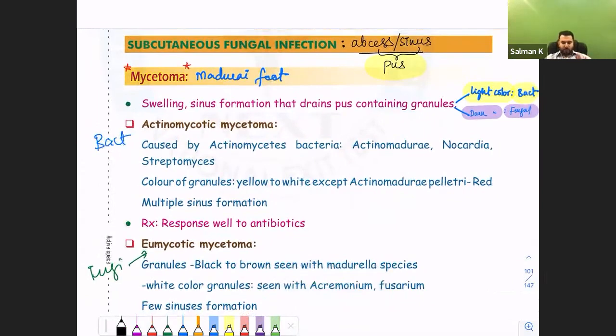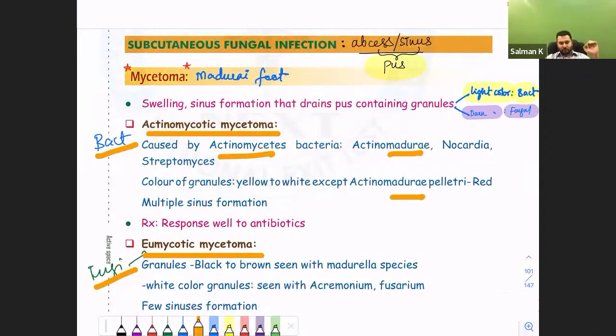What you need to know about this topic, Madura foot, is that it is caused by bacteria and also by fungi. The bacterial cause is known as actinomycotic mycetoma, and if fungi cause it, it's called eumycotic mycetoma. How did the name actinomycotic come? Because of the bacteria called Actinomyces. And although it says Actinomyces, there's another one, Nocardia also. Actinomyces and Nocardia are the bacteria that do this. And the Madura name would be seen in the majority of them.